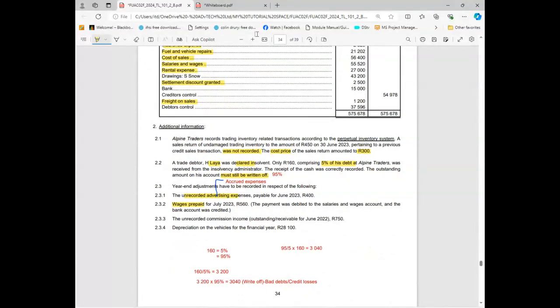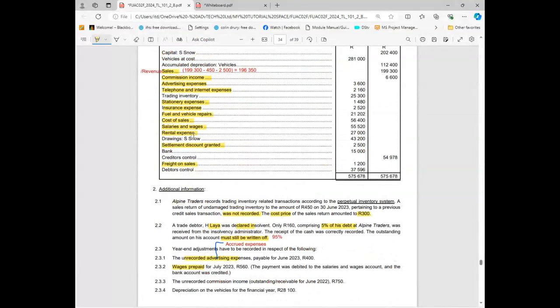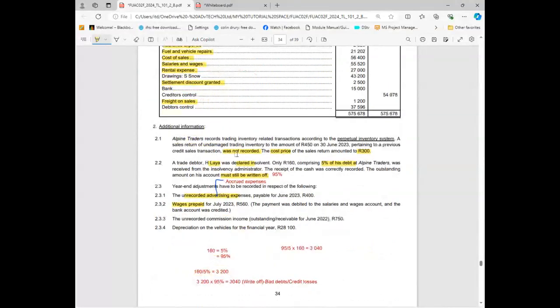Let's say, for example, sometimes they can give you allowances here, and now they say there's a new allowance. So you only record the new allowance, okay? Sir, 2.3.3. Okay, so the new one, 2.3.3, the unrecorded commission income.